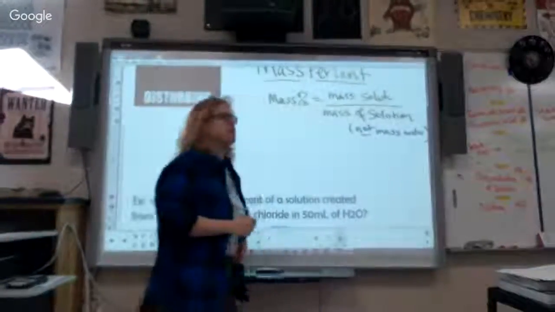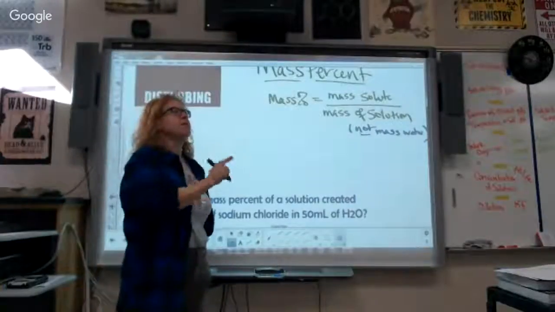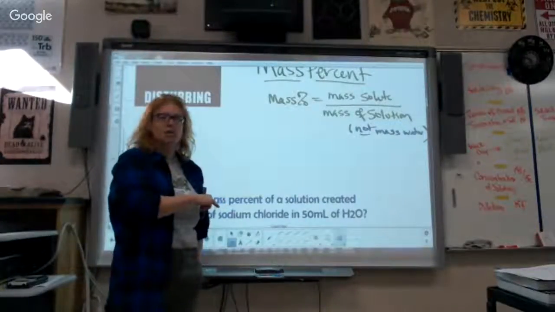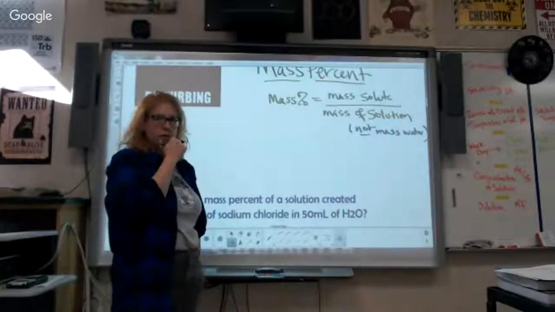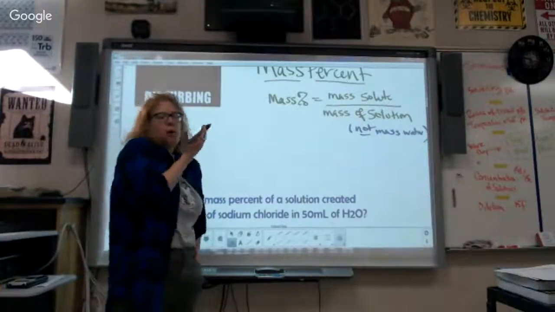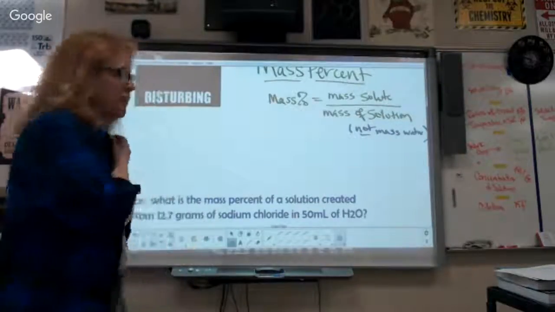It is not the mass of the solvent. It's the mass of the solution, not just the mass of the solvent. It's the total mass, part over whole. But with water, we're pretty much always going to use water as our solvent.